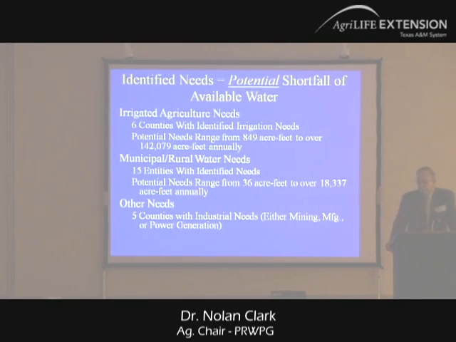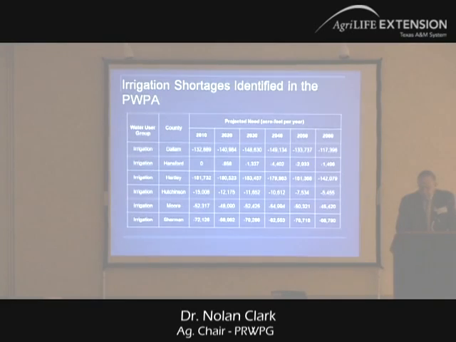And when we've done this, in the irrigated agriculture area, we've identified 6 counties that are going to have a water need over the next 50-year period. And those range from 849 acre feet in some counties to over 140,000 in some others. Municipal rural water needs, there's 15 cities or rural water areas that will have water needs. And there's 5 what we call other needs. This could be industrial, mining, power generation, something like that.